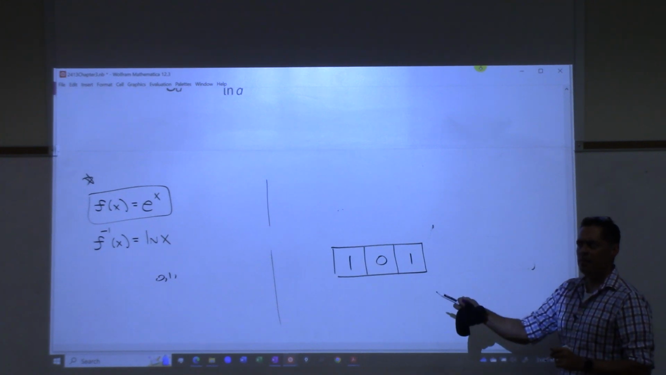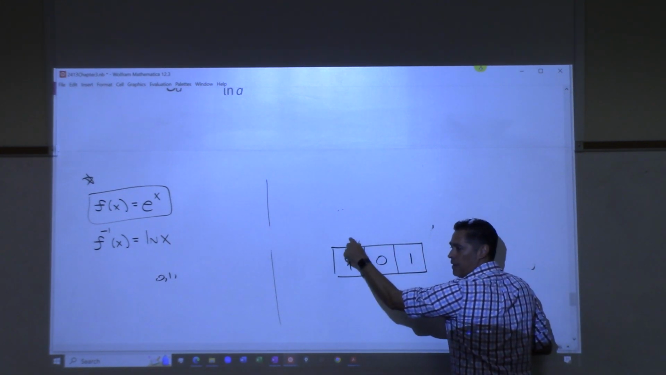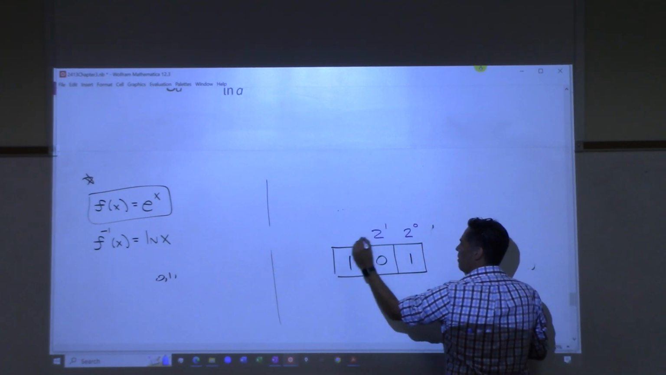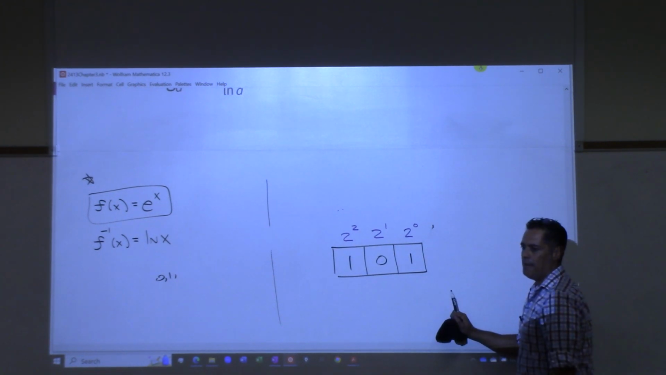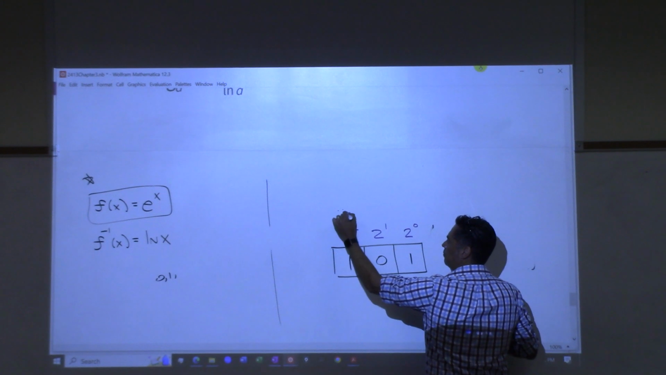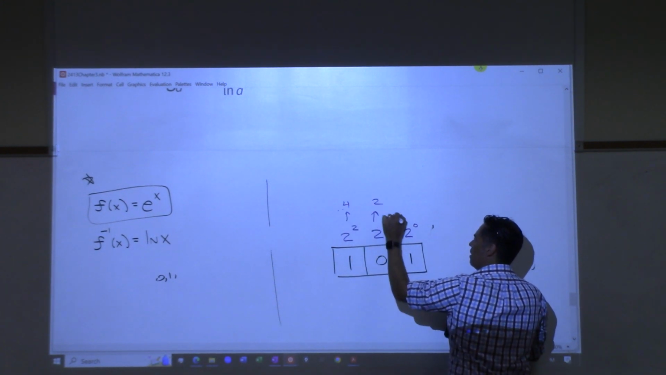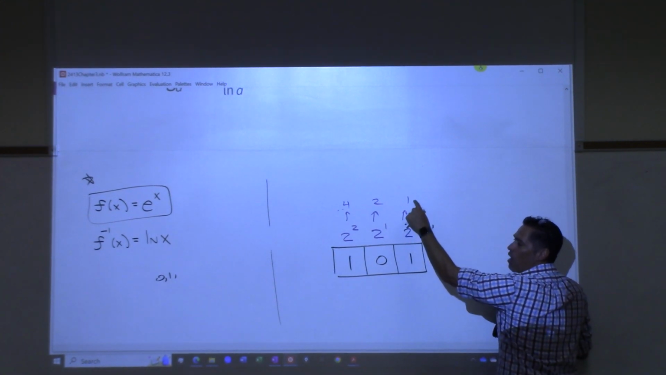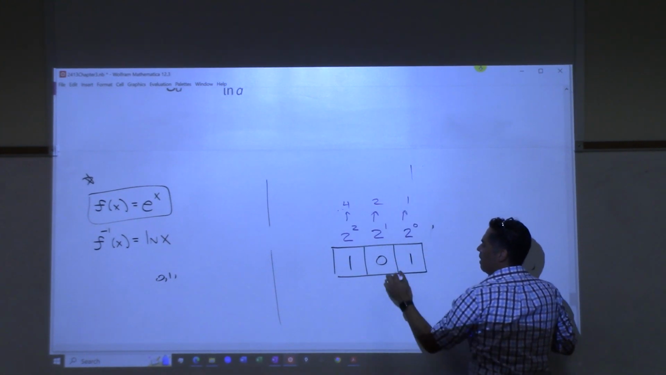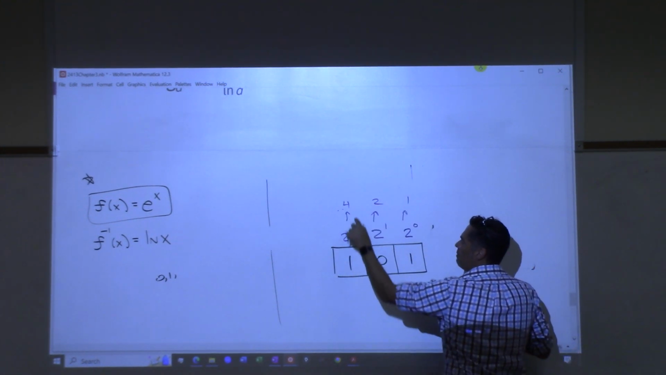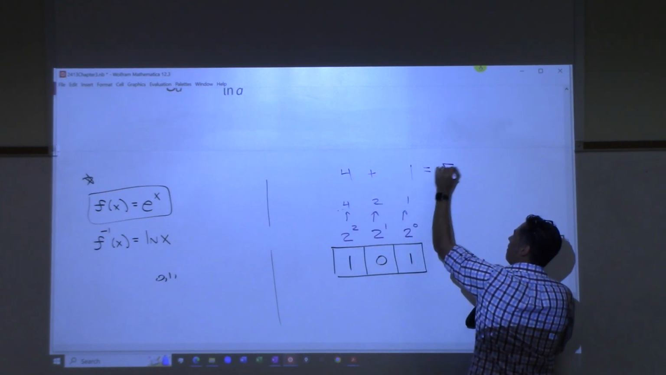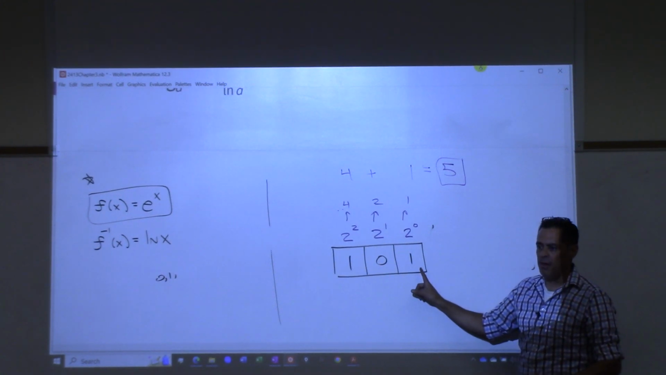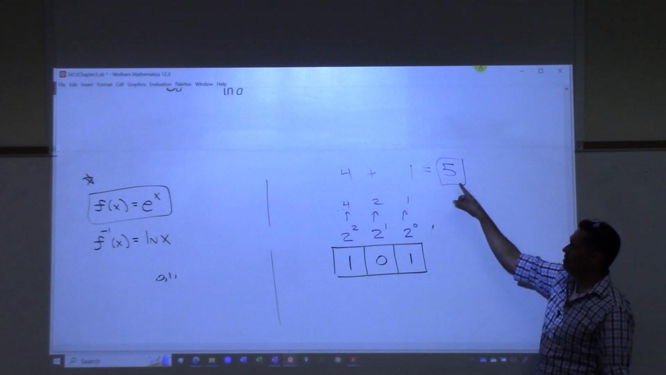Now, the question is, what do each of these represent? How many choices did we have? 2. So these should just be powers of 2. Starting with 2 to the 0, this is 2 to the 1, and this is 2 to the 2nd, right? What is 2 to the 2nd? 4. 2 to the 0 is 1. So this is telling me I have 1 one, no 2s, and 1 four. So this is really the number 5 in our number system. The binary number 101 translated into our system is the number 5.